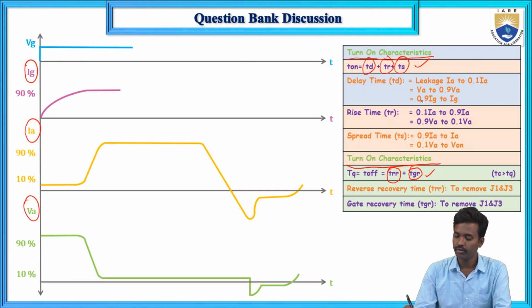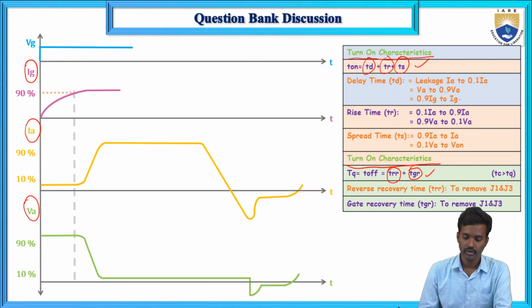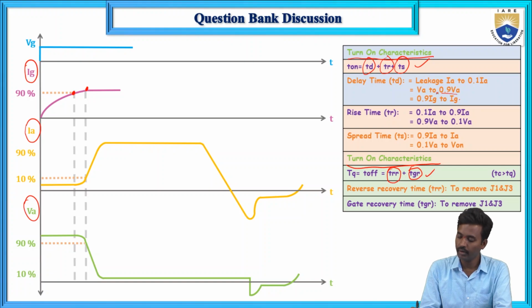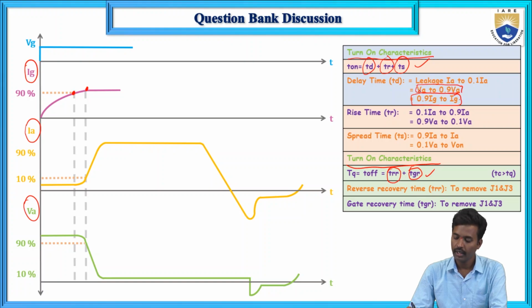The delay time is from 90% of gate current to 100% of gate current. That is the delay time. In another way, from the anode voltage, from 100 percentage to 90 percentage. This time is the delay time.